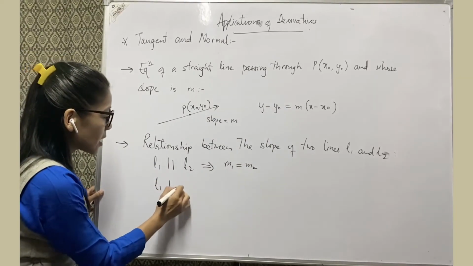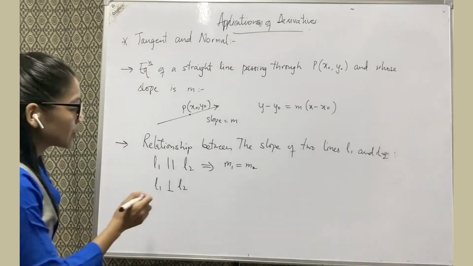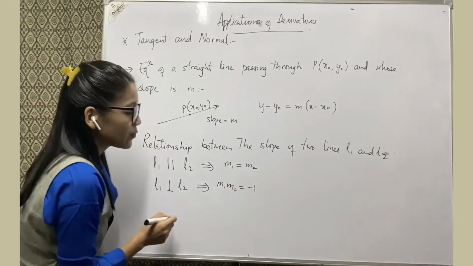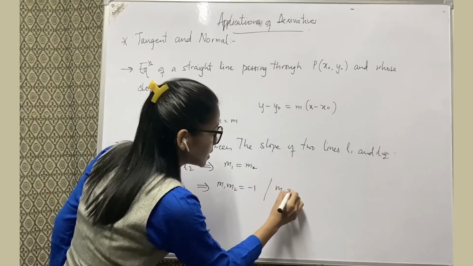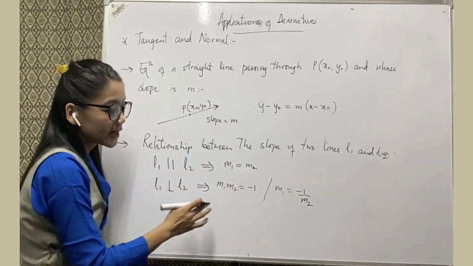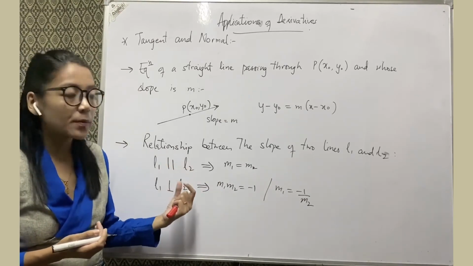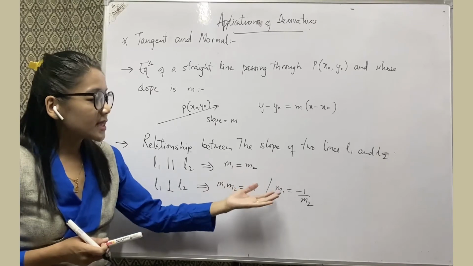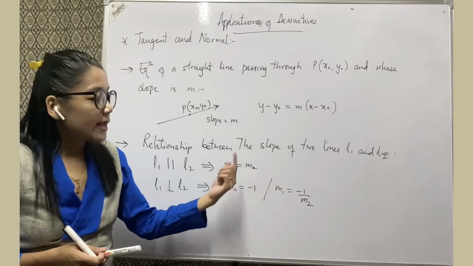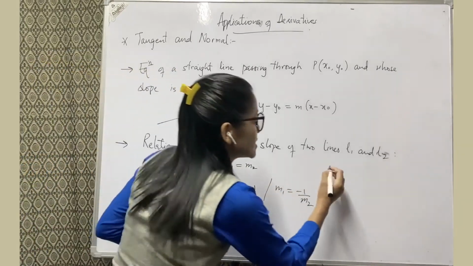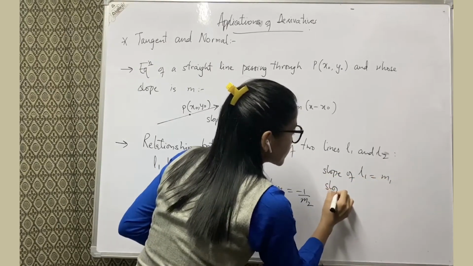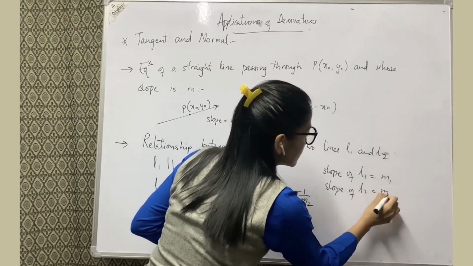Similarly, when the two lines L1 and L2 are perpendicular, then the relationship between their slopes is that the product of the slopes is -1, or you may state it as the two slopes being negative reciprocal of each other. So either you can write this or you can write this. The product of the two slopes when the two lines are perpendicular is -1, or you can say the slopes of perpendicular lines are negative reciprocal of each other. Slope of L1 is m1 and slope of L2 is m2.